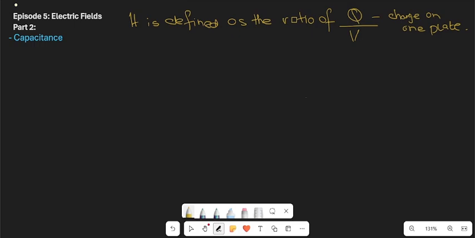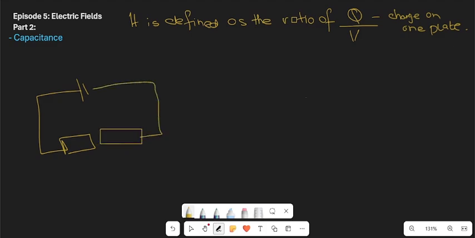Now I'm going to take a different route this time to explain how capacitance works in parallel and in series. You must have seen in your previous classes, when you have resistors, let's say you have a cell here and you bring a resistor here, then you have another resistor here, and then you just go back, right?